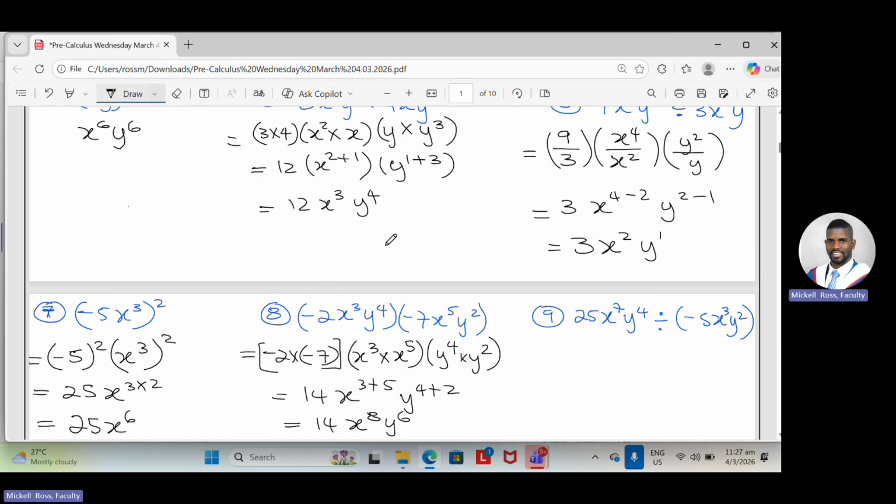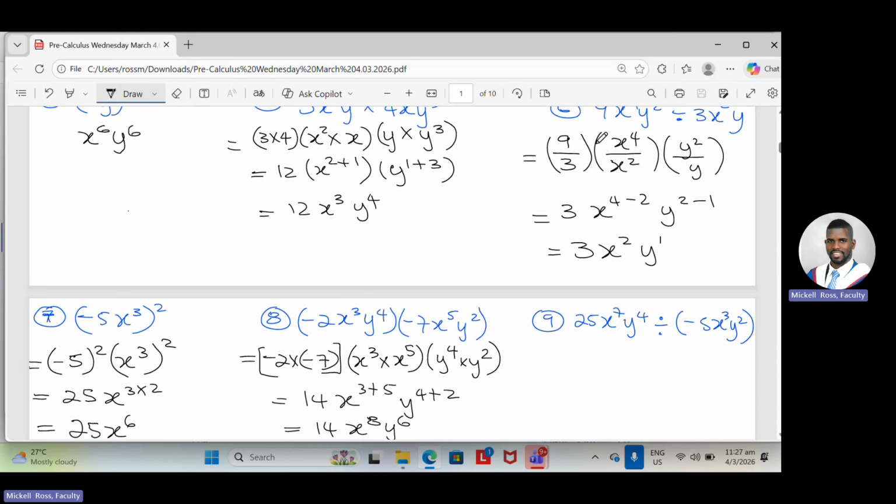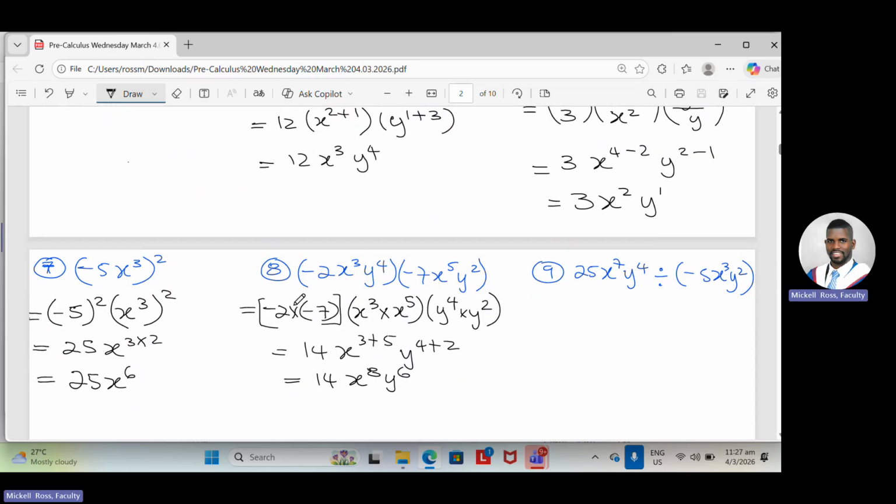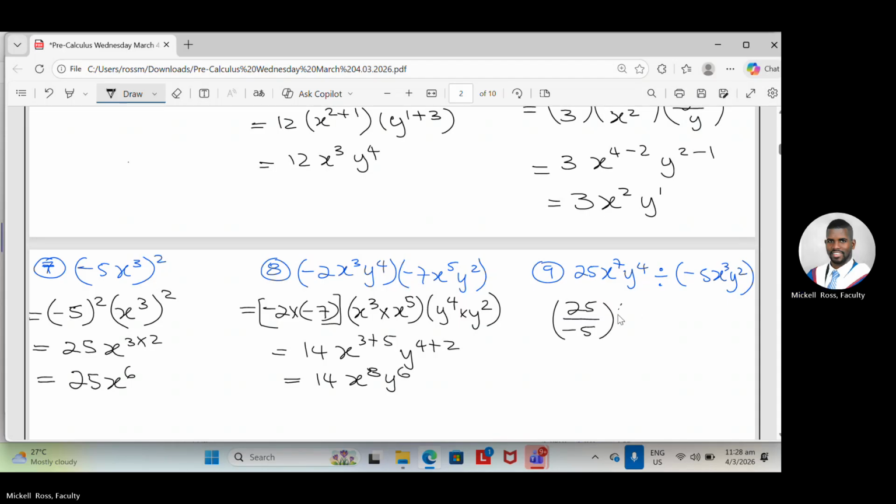Okay, so that is what we would have for this information concerning multiplying these two exponential functions. Over here, likewise, the same thing is happening, but now the operation has changed to division. So the numbers will divide: 25 divided by -5. x to the 7 divided by x cubed, and then y to the 4th divided by y squared.